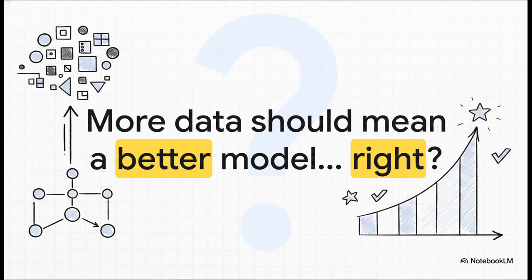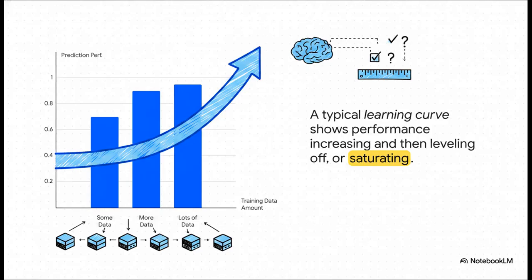It just makes sense, right? The more training data we give a model, the better it should get. And that whole idea is captured by something we call a learning curve. So here's what a typical learning curve looks like. As you pile on more training data, the performance gets better and better, but only up to a point. Eventually, it just hits a ceiling and levels off. It saturates. The million-dollar question is, how do we accurately measure the performance at any given spot on this curve?